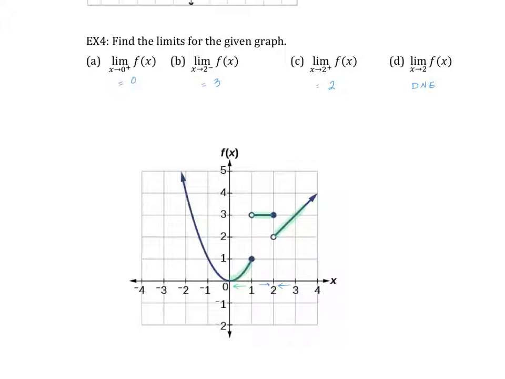That's it for this section. Again, in later sections we're going to be able to compute limits by not just looking at graphs or making tables. We're going to be computing them in a more efficient way.